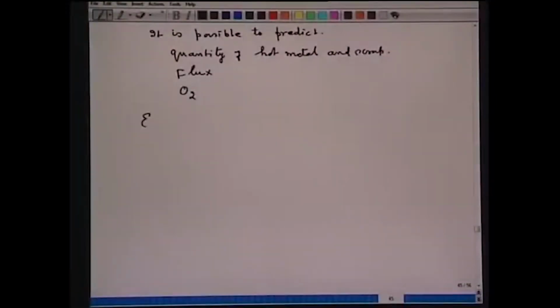Some of the errors that may result in prediction. First is errors in weighing. Second, differences in lime dissolution.